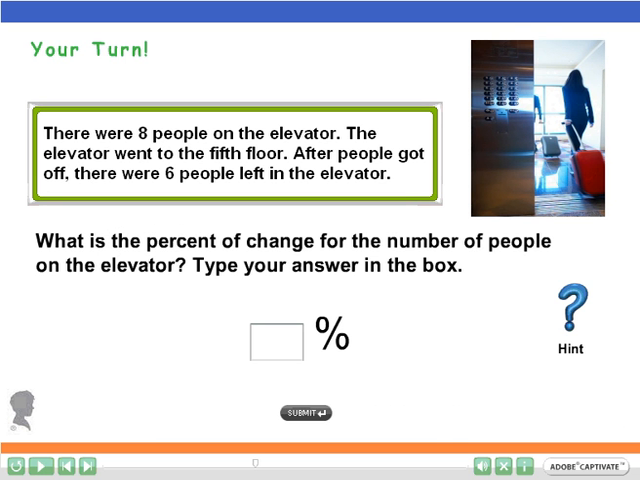There were 8 people on the elevator. The elevator went to the 5th floor. When the doors opened, some people got off, leaving 6 people in the elevator. What is the percent of change for the number of people on the elevator? Do your work on scrap paper and then type the answer in the box.